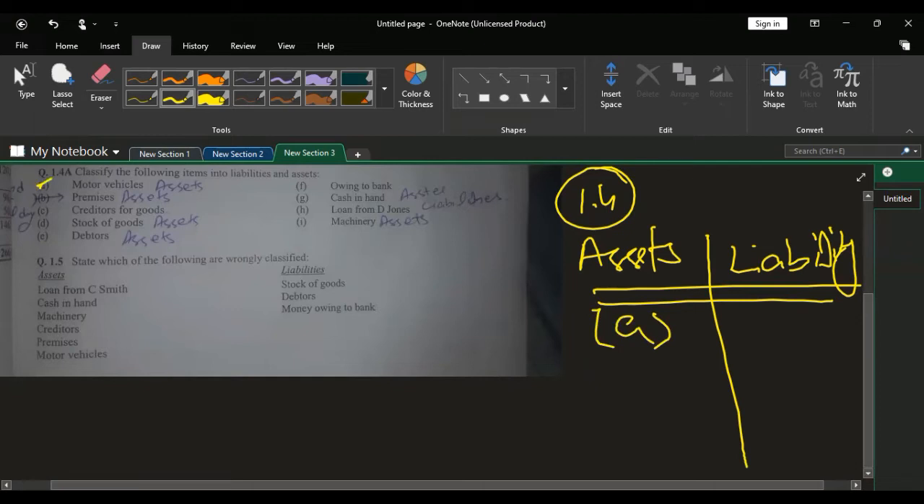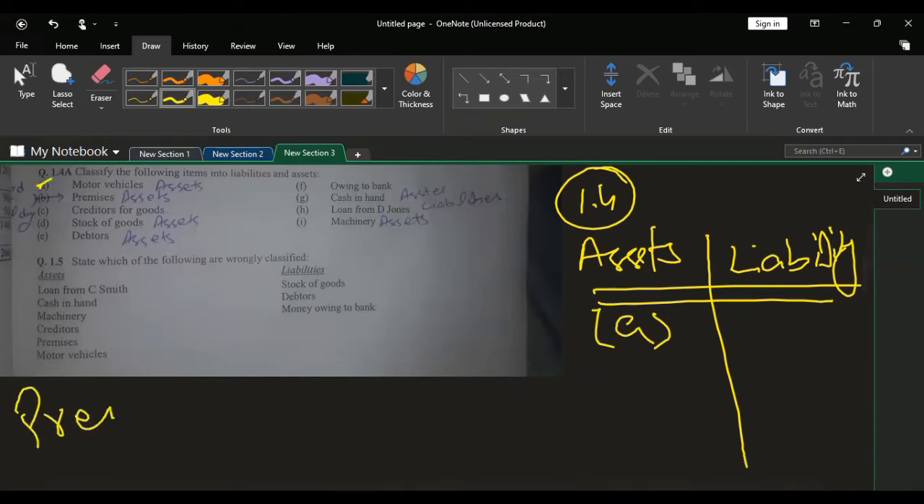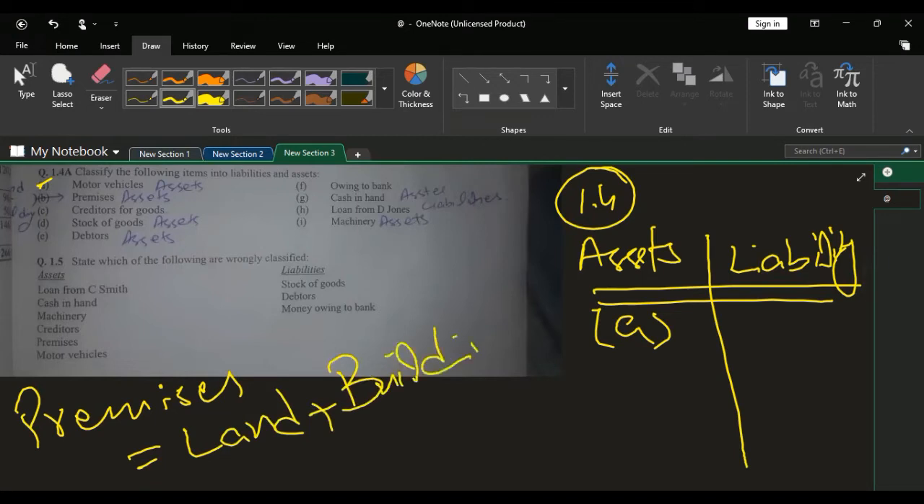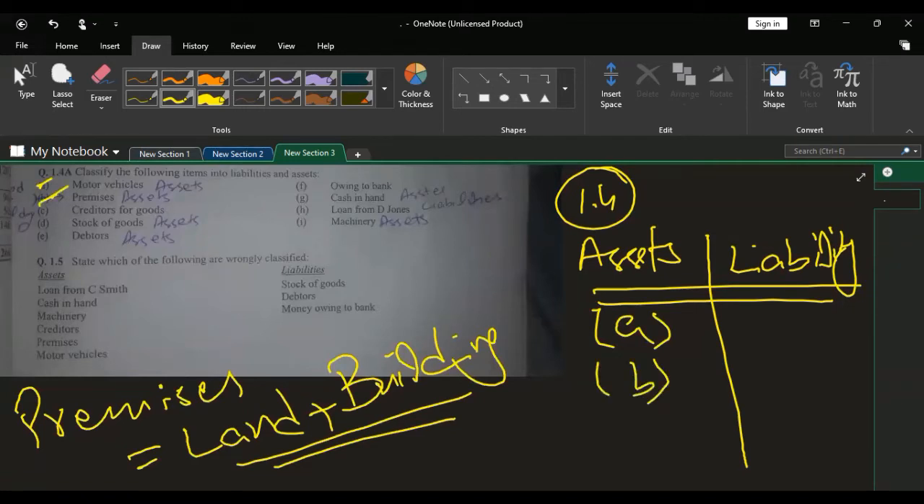The next one is premises. Premises means land, business land and the business building made on it. So both are our assets because business premises will provide benefit to a business. Therefore, it is an asset for a business. The third one is creditors for goods. Creditors means the persons from whom we have purchased goods on credit basis and now we have to give that sum to them. So creditors are our liabilities.